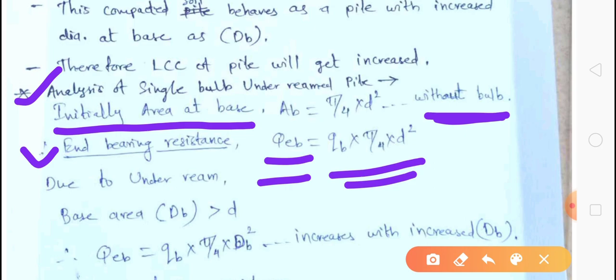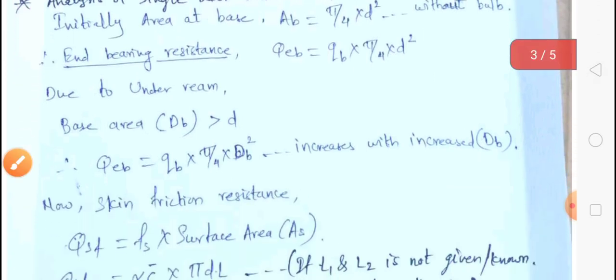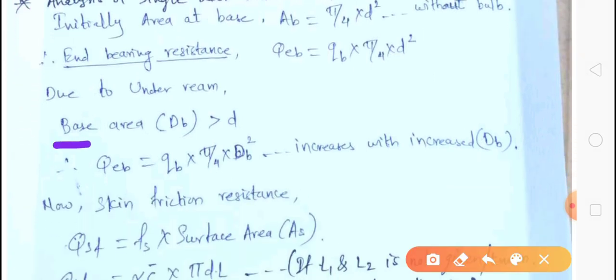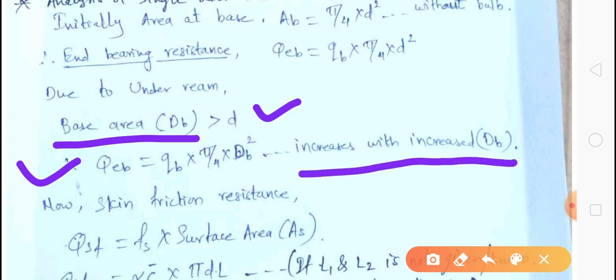Due to the under-rim, the base diameter dB is greater than d. So this increased diameter will give you the increased end bearing resistance. It increases with the increased dB, so QEB will get increased.